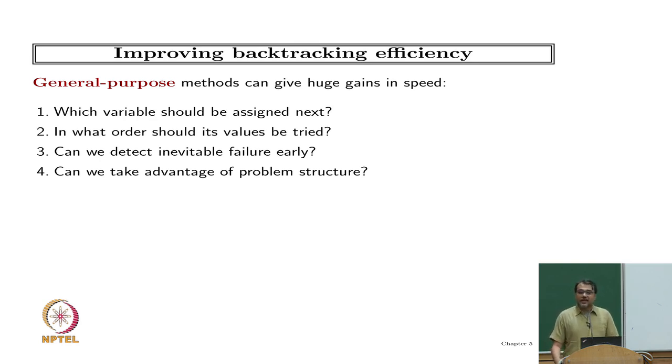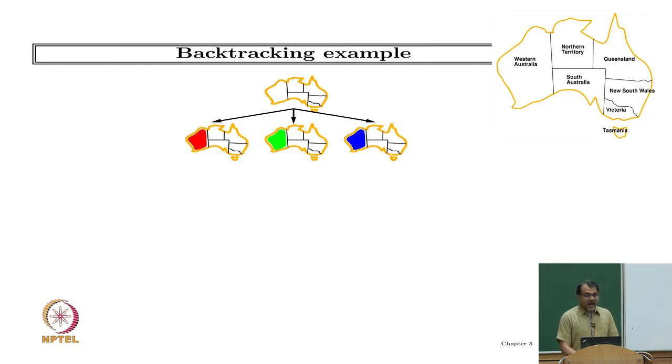So, I need suggestions from you. Which variable do you want to assign next? For example, let us say that I am at this node. Let us say Western Australia has been assigned red, nothing else has been assigned so far. Which variable do you want to assign next? I need a suggestion. Who? Yes, what's your name? Nisarg. Yes, Nisarg.